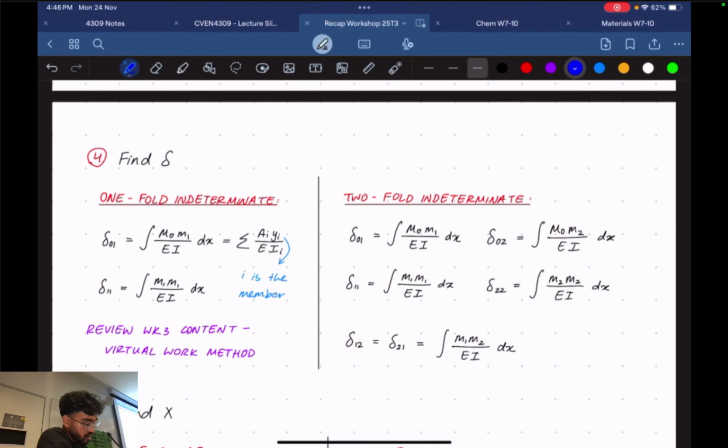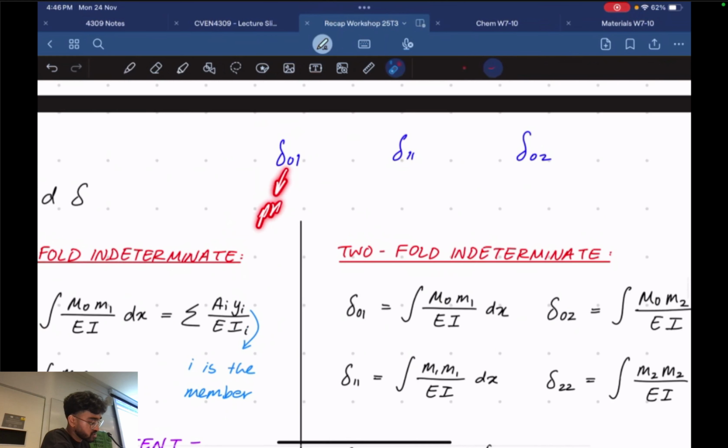What I'll do, I'll explain these subscripts. So you have 0, 1, 1, 1, 0, 2. Let me just explain these three real quick. The 0 stands for the primary structure, the 1 stands for your first redundant structure. If you remember from virtual work method, you're going to need your primary structure and a redundant structure. You're going to need both BMDs to actually analyze the total deflection. So what you're doing here is you're analyzing the primary structure and the redundant 1 structure, and you're finding the deflection just for those two.